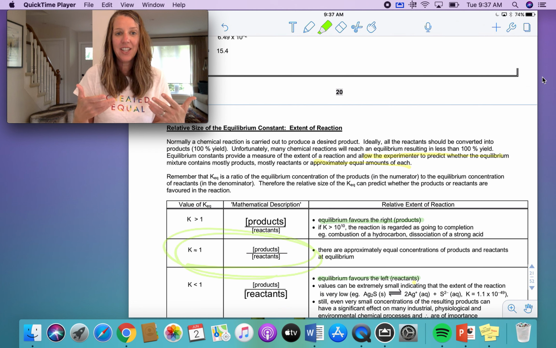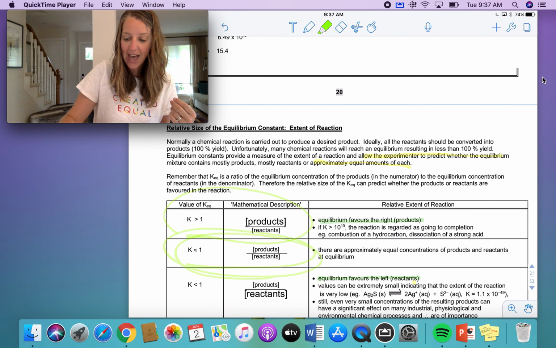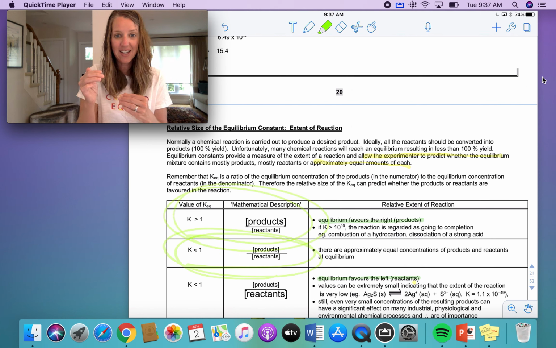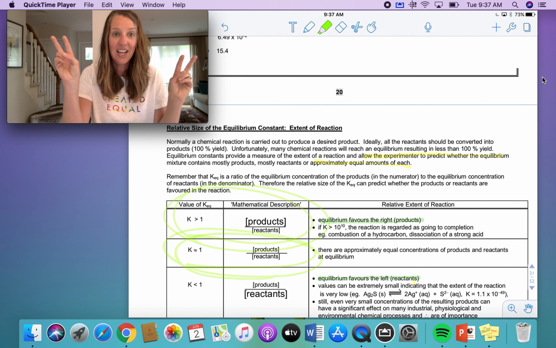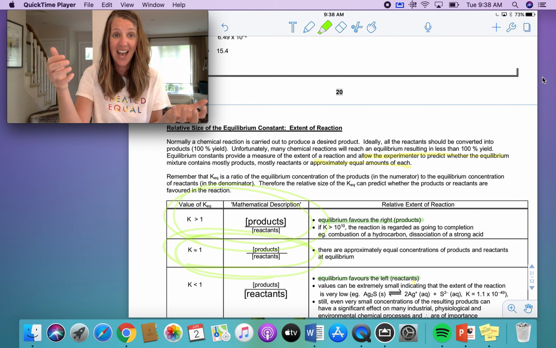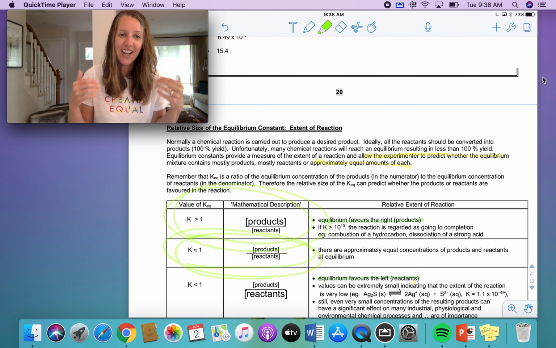If the K value is greater than 1, that simply means that you have more product than reactant, because you're going to have a bigger number on the numerator than you have on the denominator, and therefore you're going to have more product. And when we talk about equilibrium systems, we'll say it's favoring the products. Just means that at equilibrium, this is a system that has more product than reactant. And that is totally normal, right? You can have more of one than the other. That's what's hard to think about.